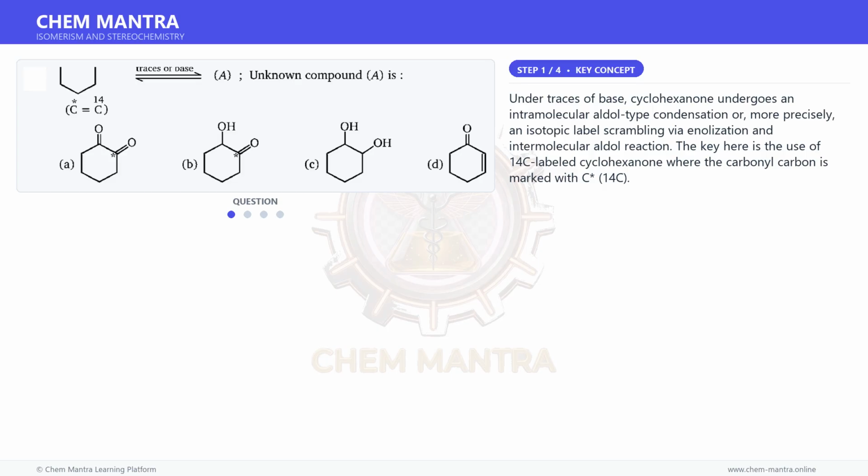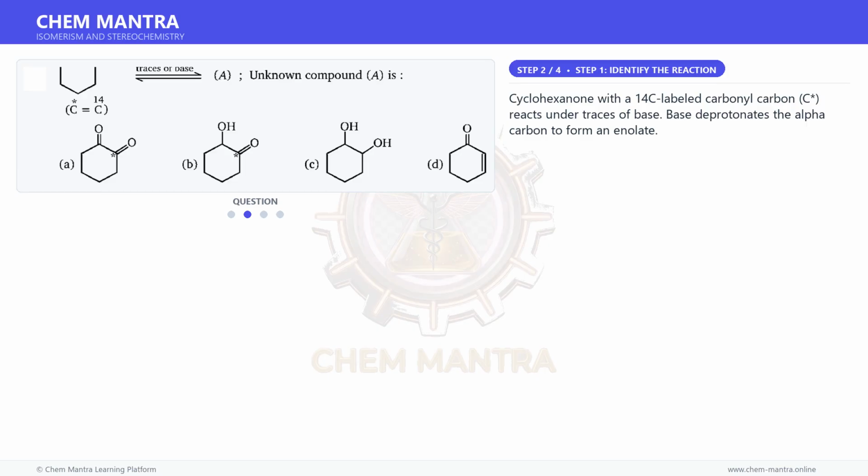Under traces of base, cyclohexanone undergoes an intramolecular aldol-type condensation or, more precisely, an isotopic label scrambling via enolization and intermolecular aldol reaction. The key here is the use of 14C labeled cyclohexanone where the carbonyl carbon is marked with C**, 14C. Moving on to the next step.